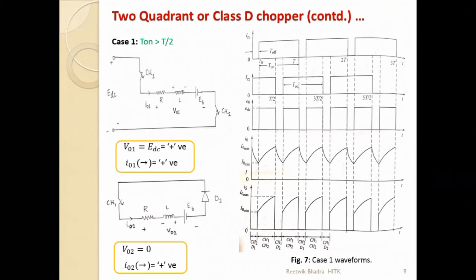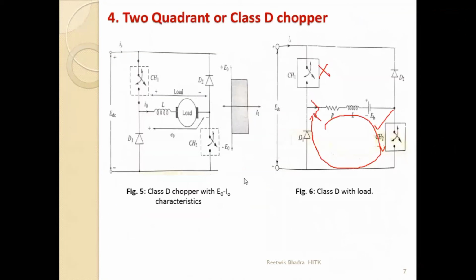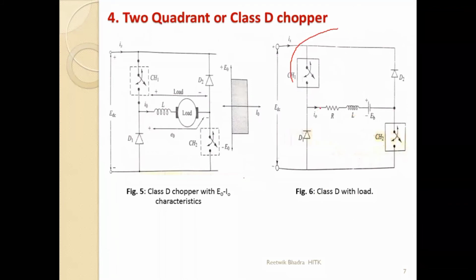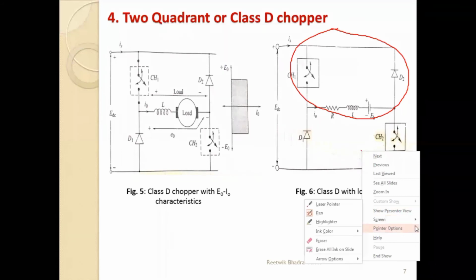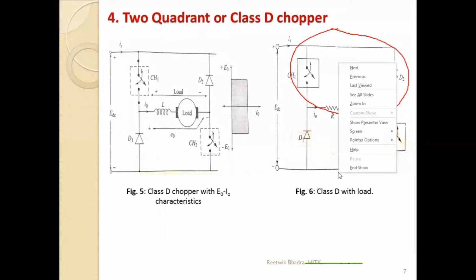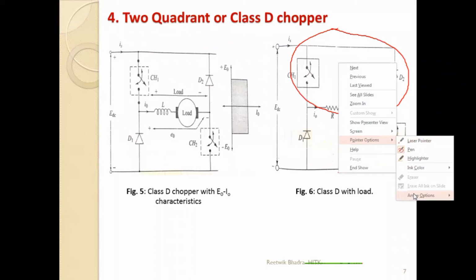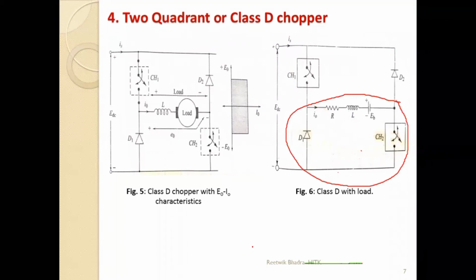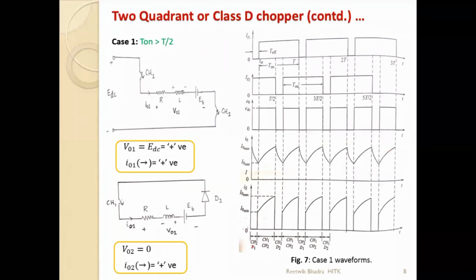So if you try to understand these figures, if you compare these figures, in order to understand it very nicely, once the upper part of the circuit is on for the inductor to discharge, and once the lower part of the circuit is on. So this is how the operation is done in class D chopper.